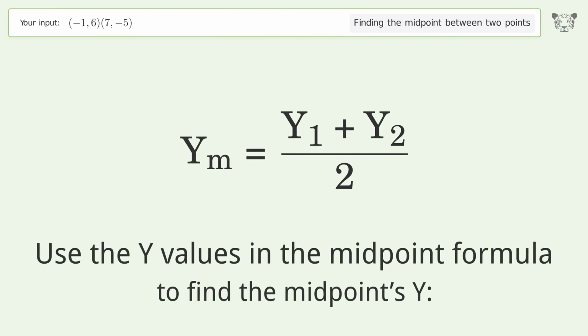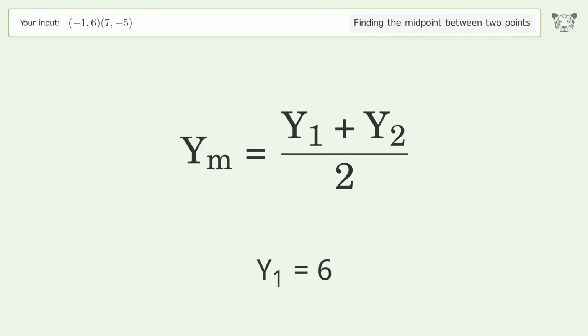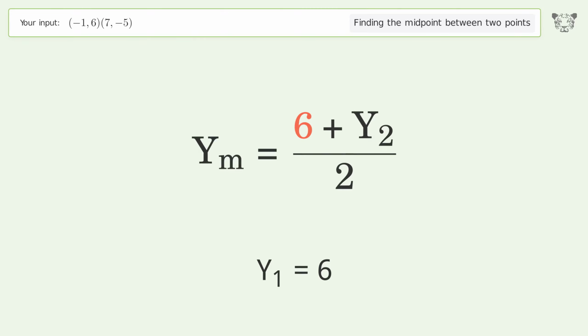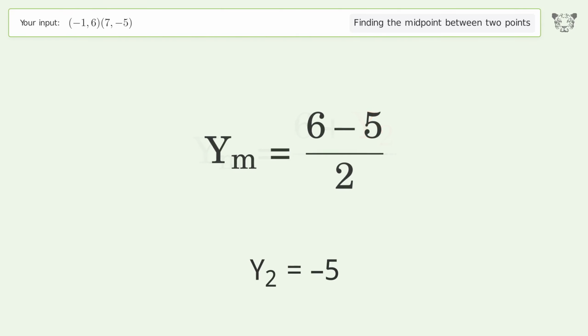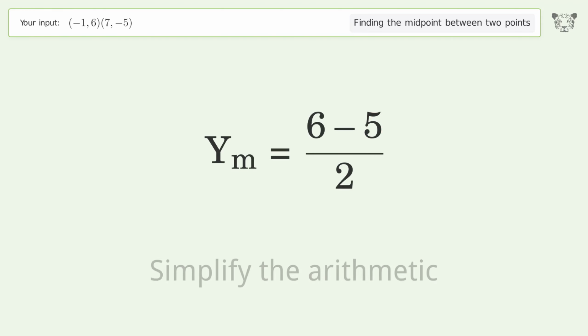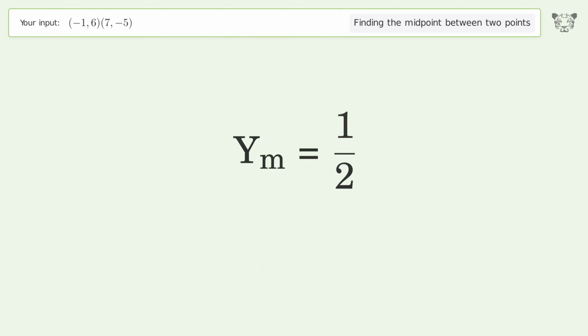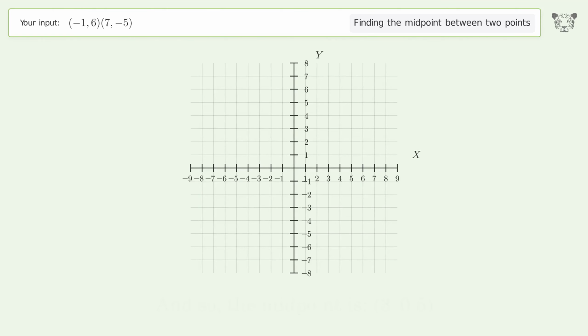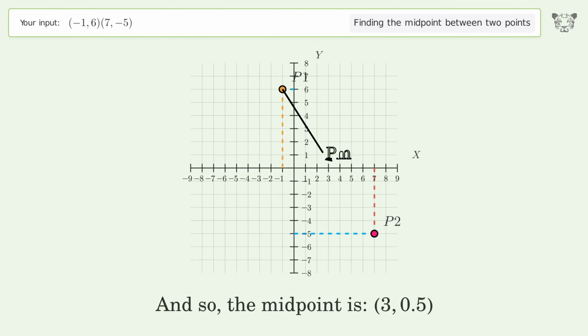Use the y values in the midpoint formula to find the midpoint's y. y1 equals 6. y2 equals -5. Simplify the arithmetic. And so, the midpoint is 3, 0.5.